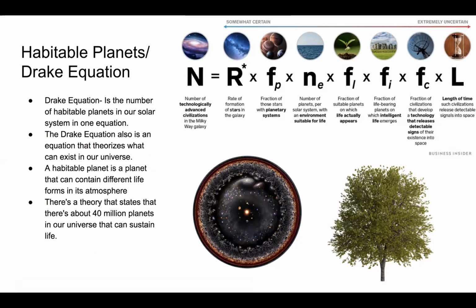So this equation to the right is kind of like a little cheat sheet, and all these functions on the right equal N, and N is the number of technologically advanced civilizations in the Milky Way galaxy. A habitable planet is a planet that can contain different life forms in its atmosphere. There's a theory that states that there are about 40 million planets in our universe that can sustain life.